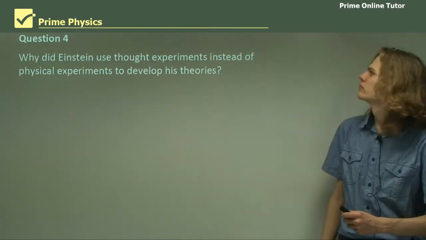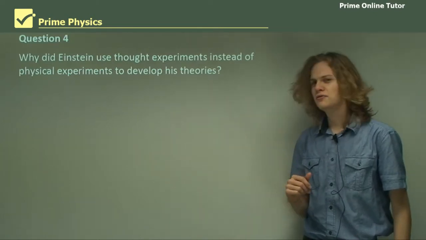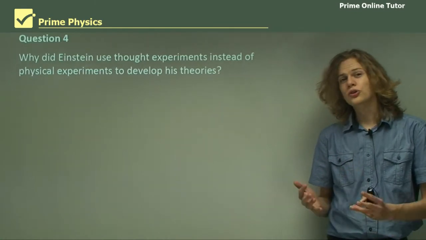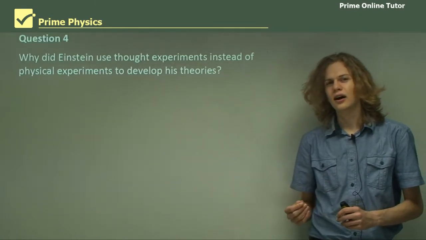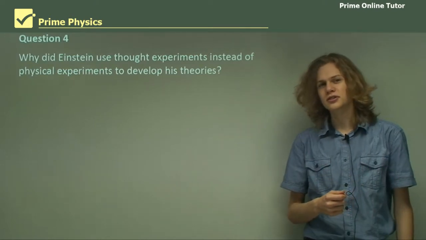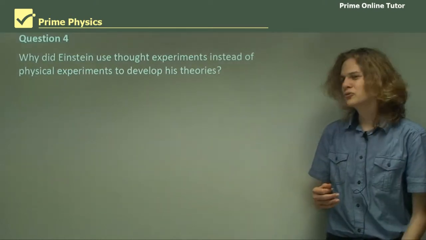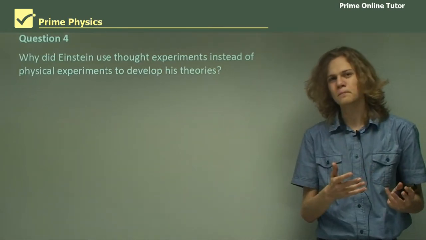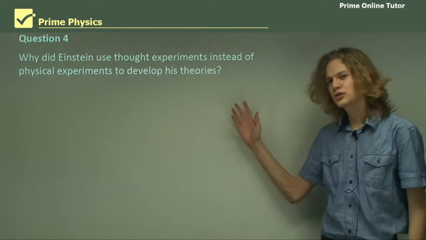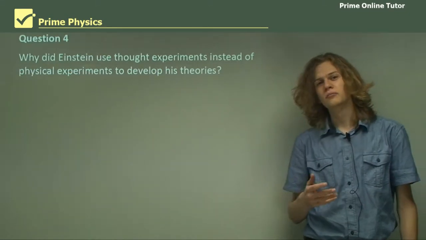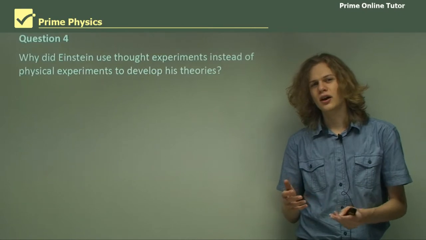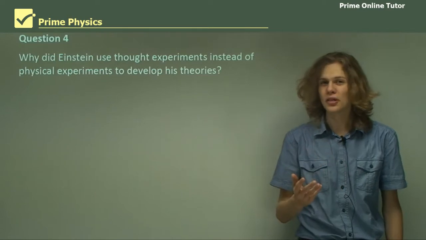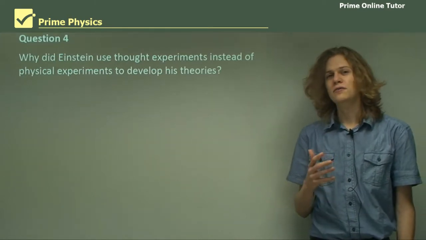Question 4. Why did Einstein use thought experiments instead of actual physical experiments to develop his theories? It took a long time for Einstein's theories to get any credibility from other scientists. Part of this is because you couldn't really show them any experiments that Einstein had done. You could only ever show them his thought experiments. So sure, if he had done proper physical experiments, his theories would have got a bit more support, right? Well, there's a problem with that, and that's that the experiments are very, very hard to do.